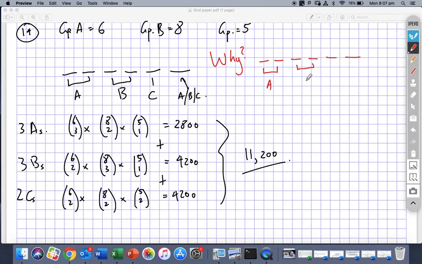There's 1C. So I could say this is 6 choose 2. This is 8 choose 2. This is 5 choose 1. And then here I can choose from any subject. Now, all up, how many subjects are there? I've got 14 plus 5, 19. I've chosen 5. I've got 14 left. 14 choose 1.